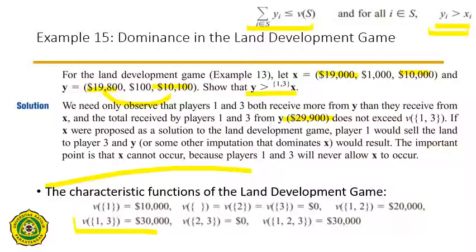So it means that the reward offered by the imputation y is reasonable, and 1 and 3 may form a coalition, and they will get a total reward of $29,900. So in this case, we have shown that imputation y dominates imputation x through the coalition of player 1 and 3.